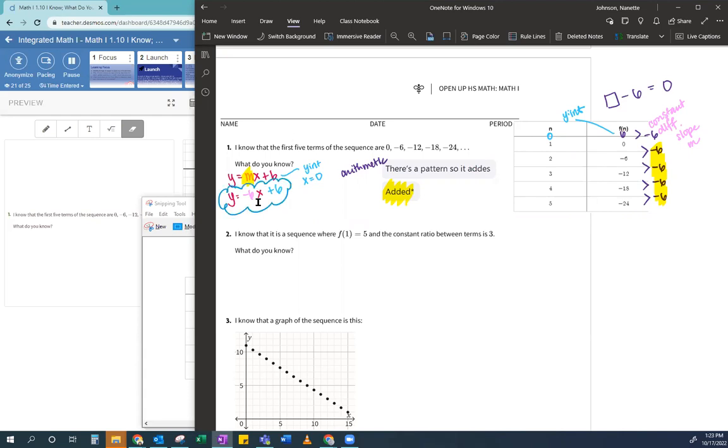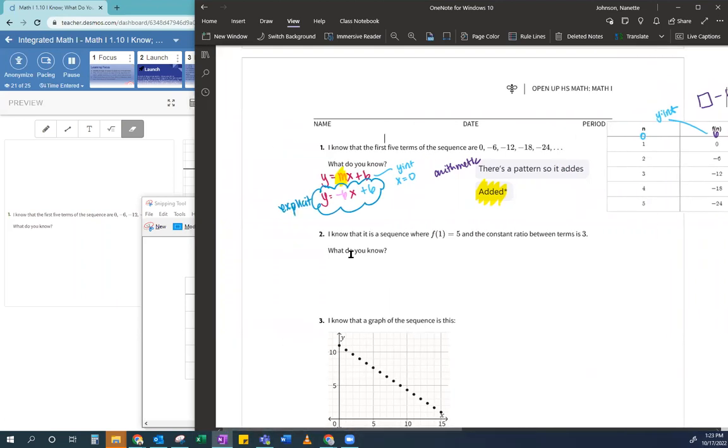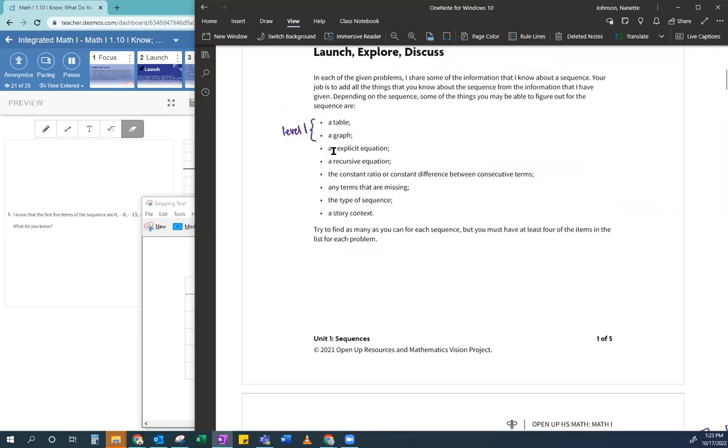If you're having a hard time knowing who's explicit and who's recursive, explicit is the one that can stand on its own. Let me tell you something explicitly. You don't need to know any other information except for what I just told you. So explicit, done. Constant ratio, done. We don't have any missing terms, no. And the last one is the recursive equation.